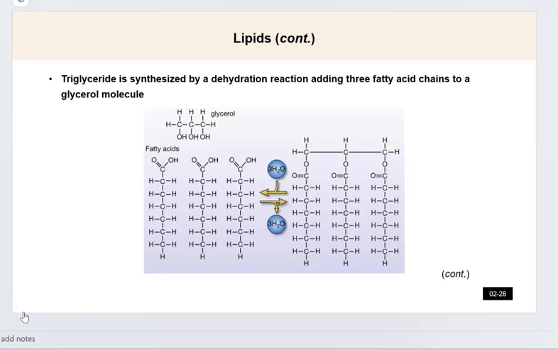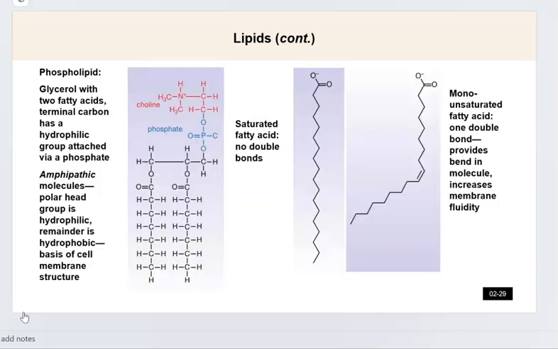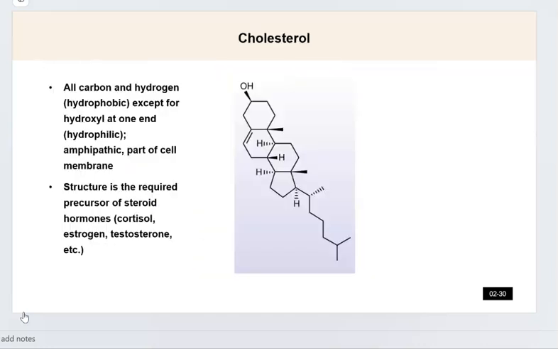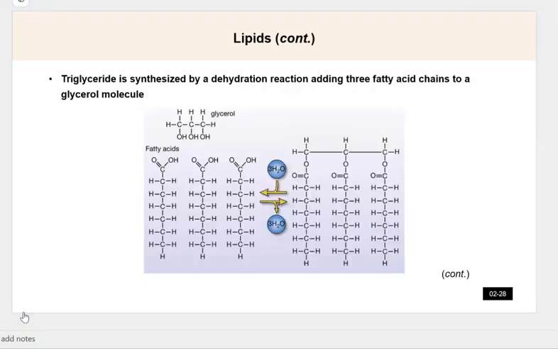The triglyceride is synthesized by a dehydration reaction, adding 3 fatty acid chains to a glycerol molecule. This one here is showing the phospholipids, a saturated fatty acid and a monounsaturated fatty acid, and the difference of how they look structurally. Also goes into cholesterol. So to continue to review on these, let's talk about the different structures and functions a little bit more individually.